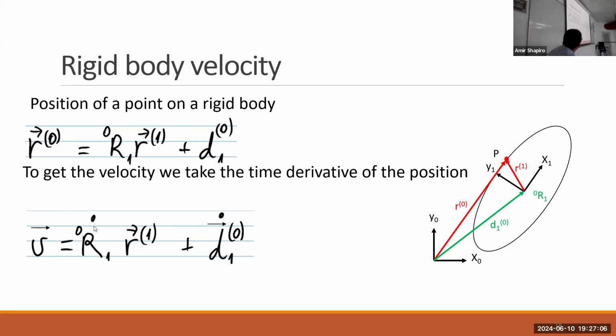And then we need to take the derivative of this as well. So R1, we said this is constant, it doesn't change because it's a point on a rigid body. But the rotation matrix and the translation vector can change over time because the object may move and rotate. So how do we compute R dot and D dot?